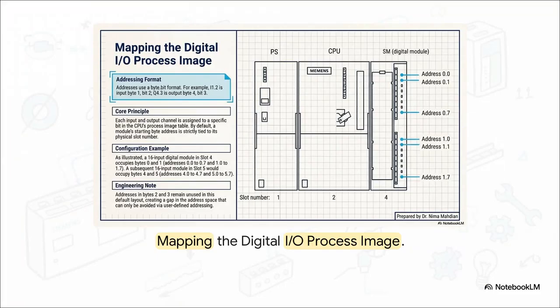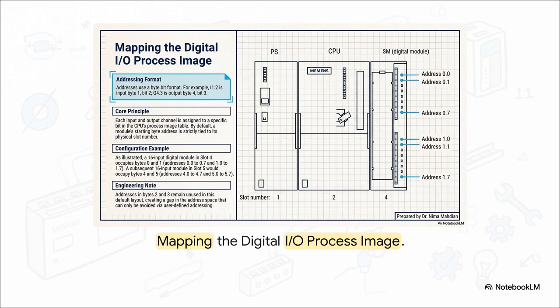Now, when we're dealing with digital addresses here, they strictly use a byte.bit format. So, for example, I1.2 simply refers to input byte 1, bit 2. Pretty straightforward, right? But here is what's absolutely critical to remember. By default, a module's starting byte address is permanently tied to its physical slot number. So imagine you pop a 16-input digital module into slot 4. It's automatically going to occupy bytes 0 and 1. That gives you addresses 0.0 to 0.7 and 1.0 to 1.7.